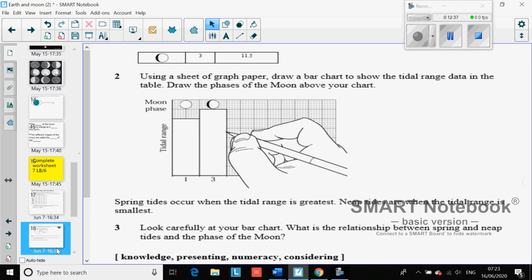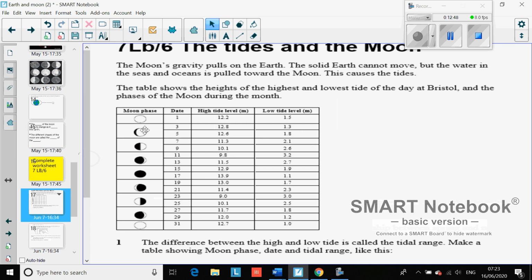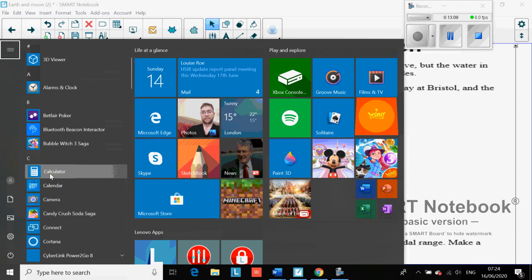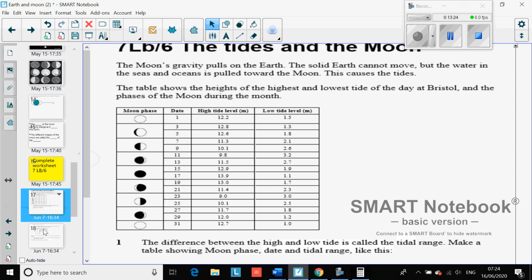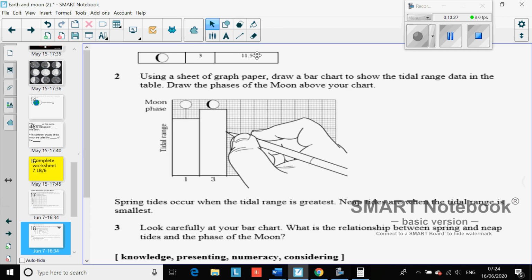So what you've got is the phase of the moon, 3 and 11.5. Now, how did you get that? Well, if we go back and have a look, there's 3, and there was the phase of the moon. So if we have a look, we have 12.8 and 1.3. Now, this involves a little bit of calculation, because if you get your calculator out, 12.8 minus 1.3 gives us 11.5. So in this case, the tidal range was 11.5.